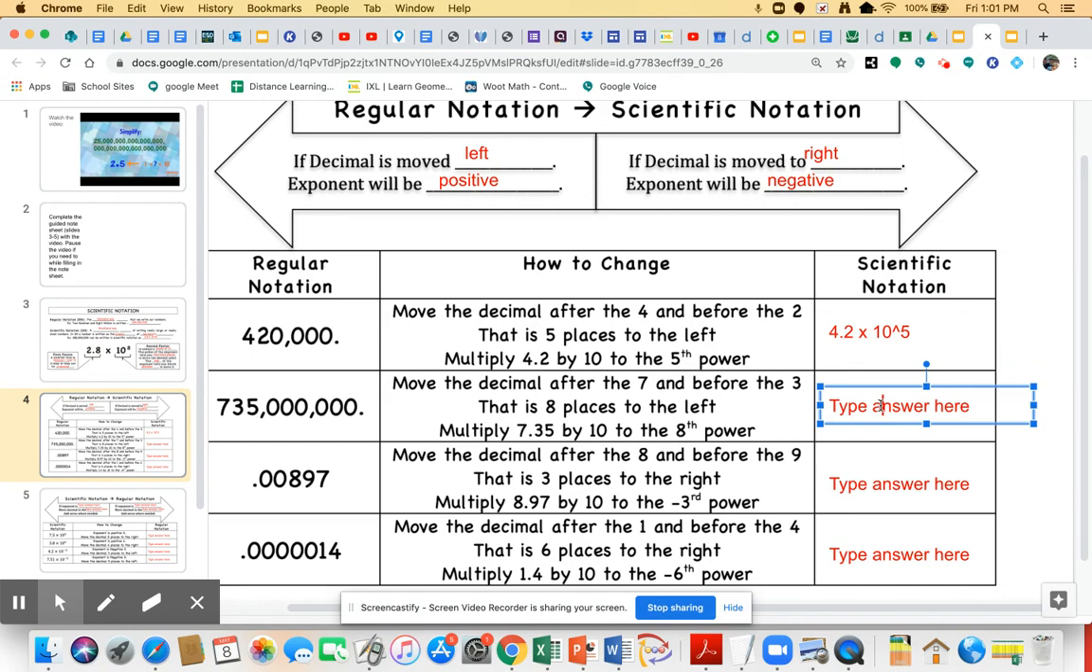For our next one, 735 million. So that decimal is going to be 7.35. Remember, that has to be between 1 and 10 times 10 to, and you have to figure out how many places. So we've got 6 zeros, and we're not just counting zeros, right? We're counting spaces. So 1, 2, and then those 6 zeros. So it's 8 spaces. So 7.35 times 10 to the 8th power.